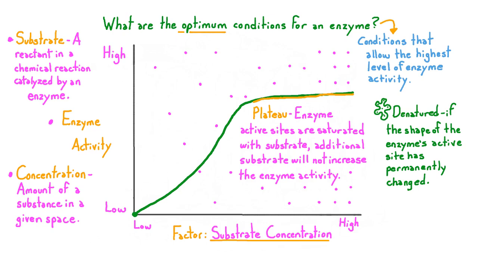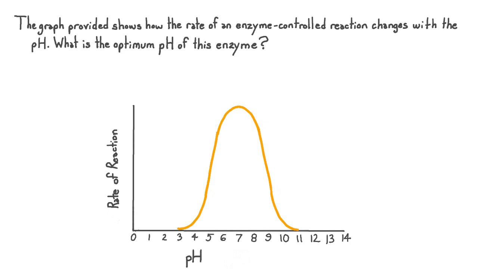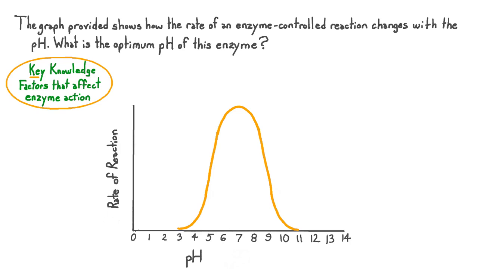Let's take what we've learned so far and apply it to a practice problem. The graph provided shows how the rate of an enzyme-controlled reaction changes with the pH. What is the optimum pH of this enzyme? Key knowledge required to answer this question correctly is an understanding of factors that affect enzyme action. And a good place to start is going to be a review of how enzymes control chemical reactions.